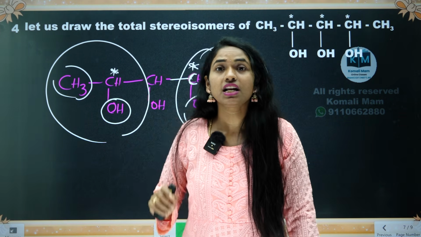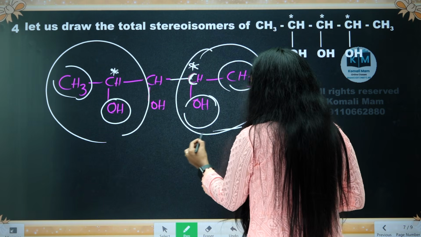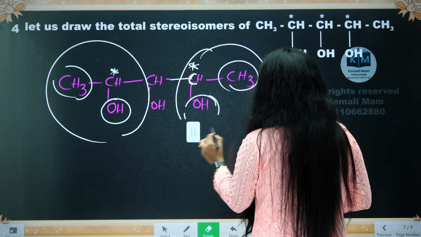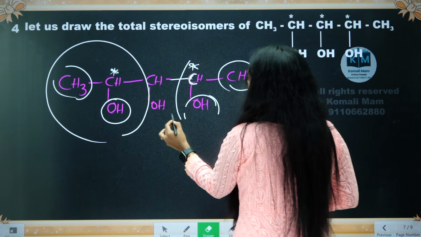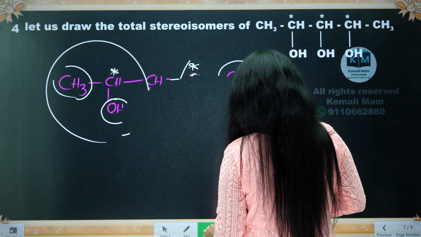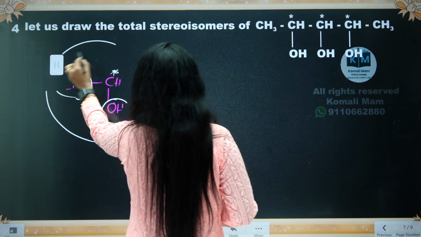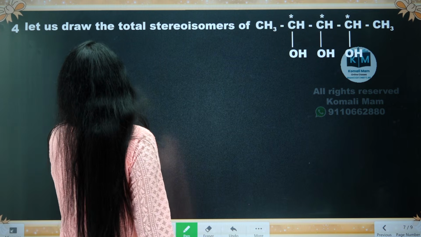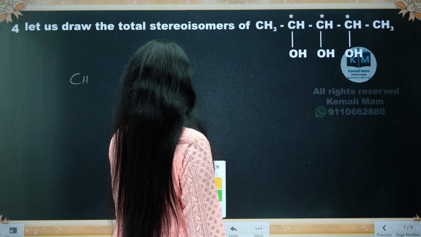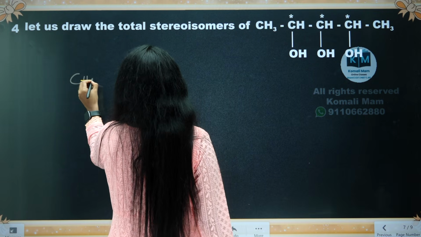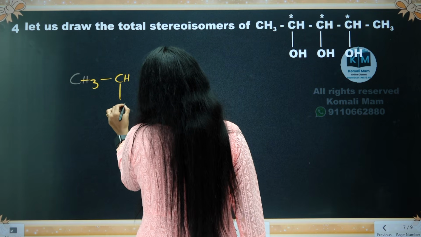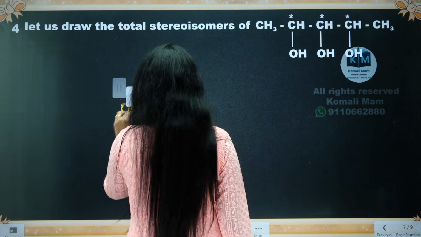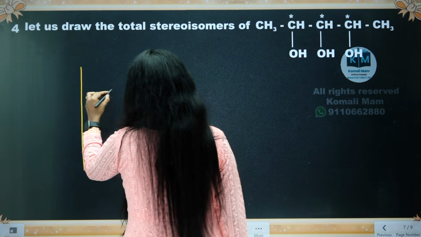This is a very, very special case where 3 OHs are present like this. Check it out one time. What happens in this case? CH3, CH, OH, CH. I'll write this structure in a standing position, okay, for better understanding.